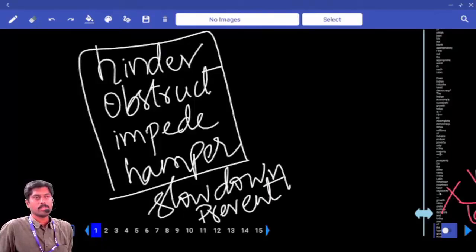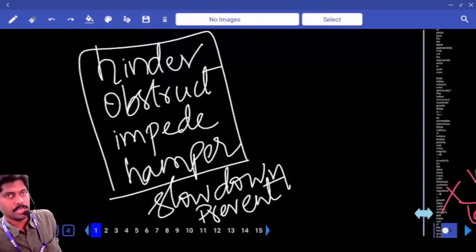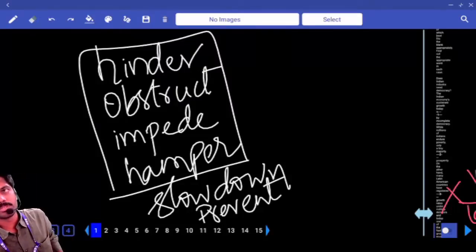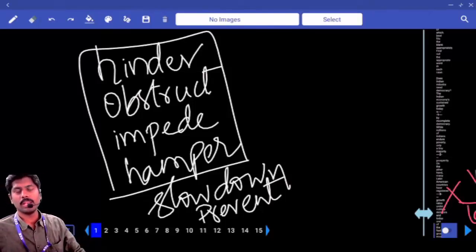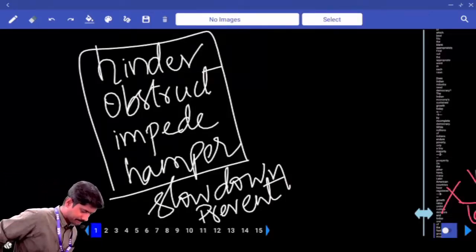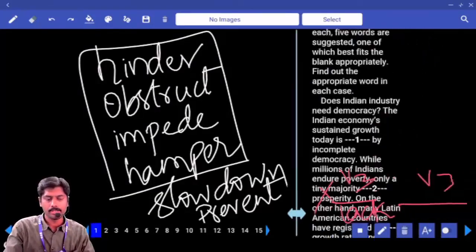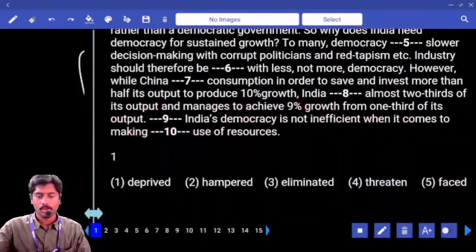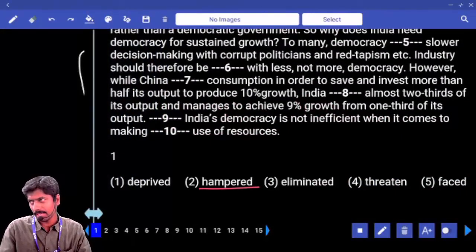Hinder, verb, noun is hindrance. Obstruct, verb, noun is obstruction. Impede, verb, impediment, noun. Hamper, only verb. Noun, another meaning, gift hamper. So, hampered. Okay, hampered is possible. Growth is hampered by incomplete democracy.